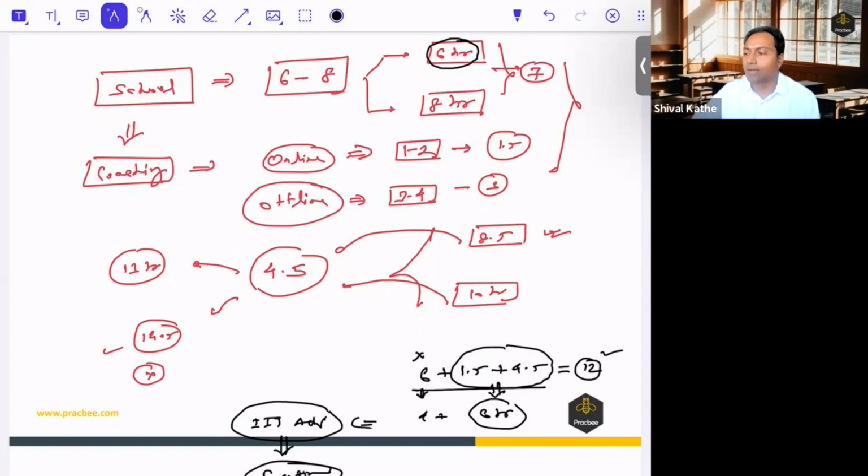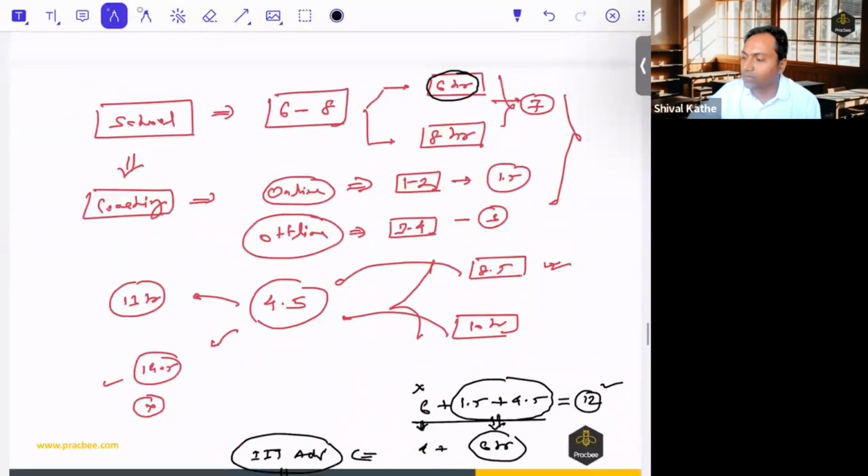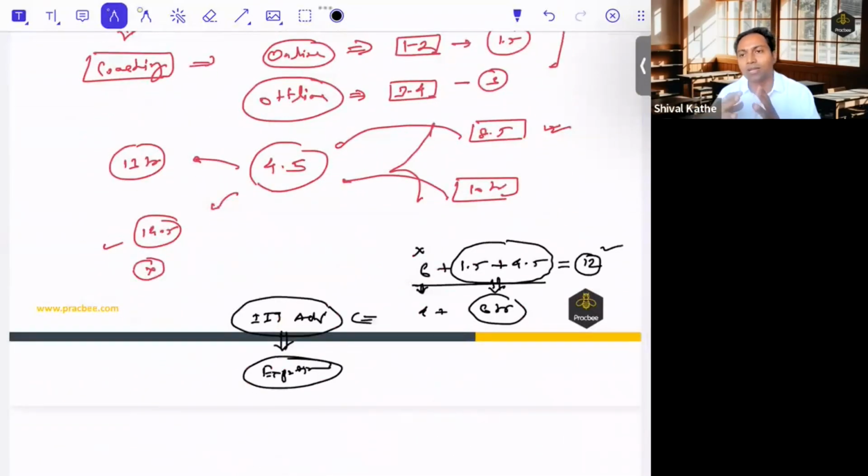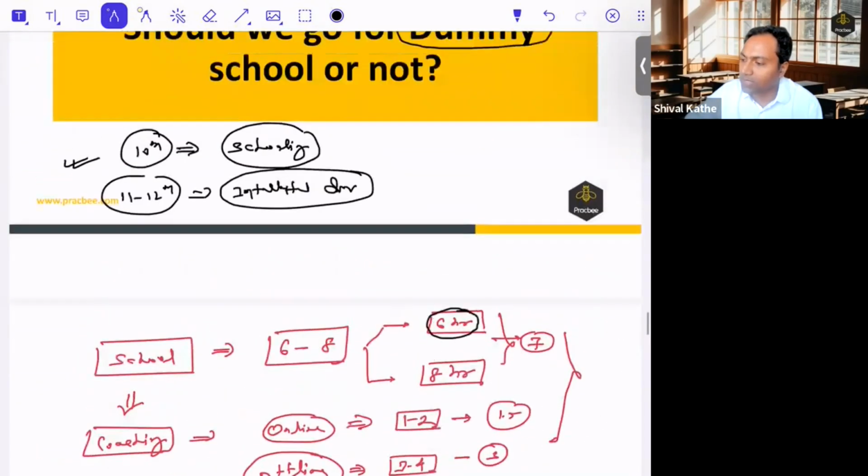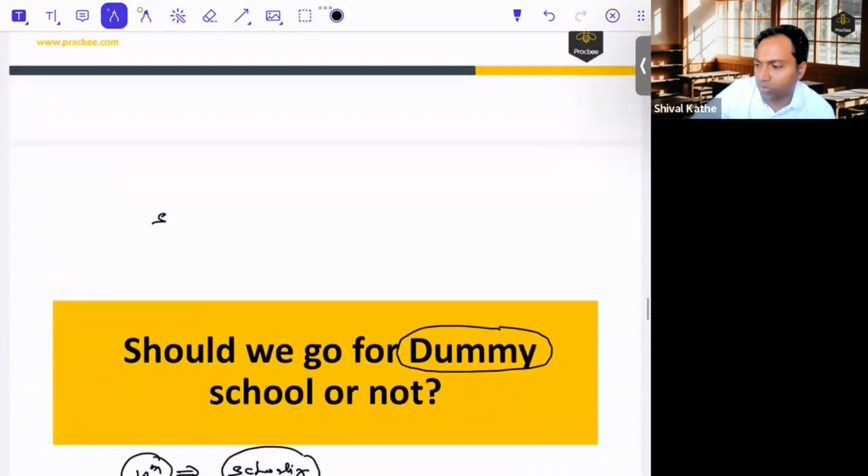And that is where dummy schools come into the picture, where even if you put in less effort, like 10 hours, you are getting a decent outcome in the JEE exam. That is one thing. Another thing is, few people say that there are SIP programs, school integrated programs.